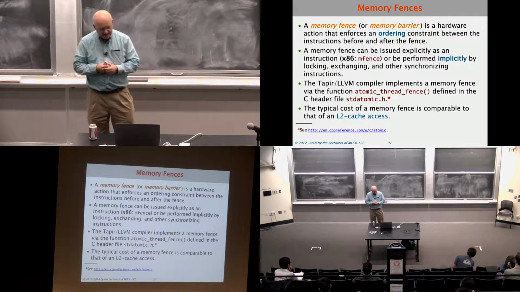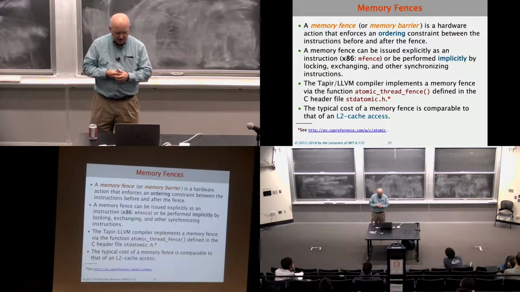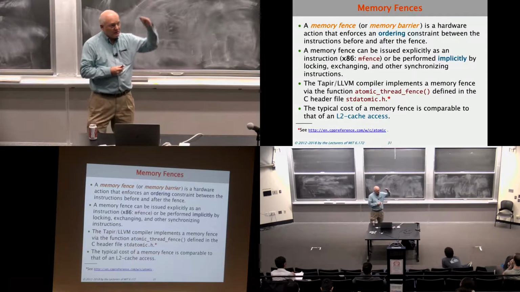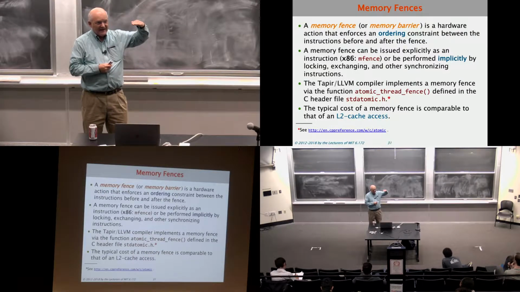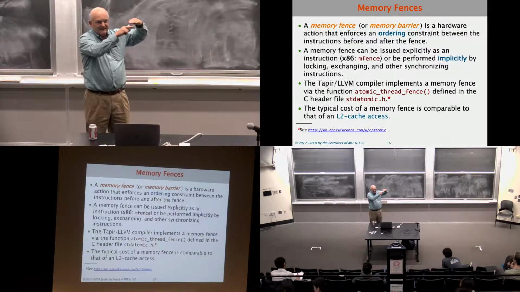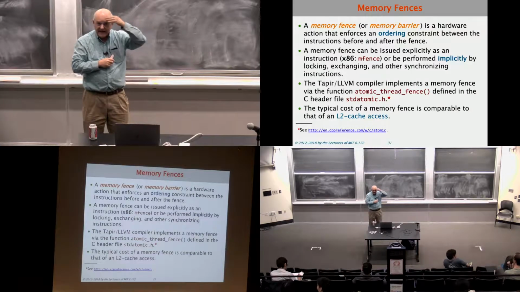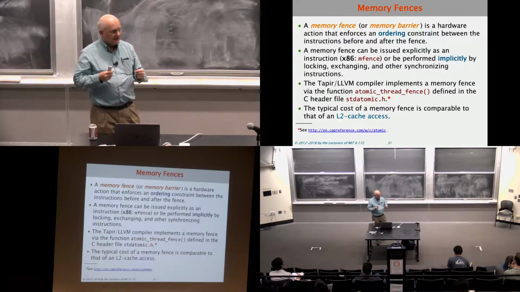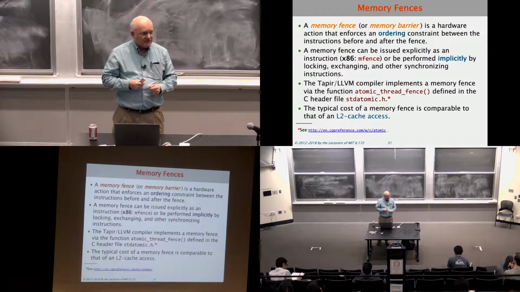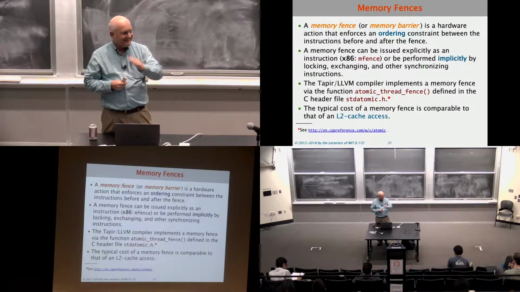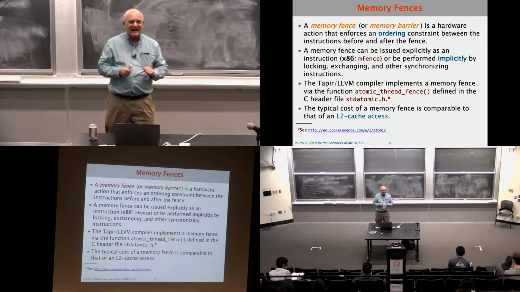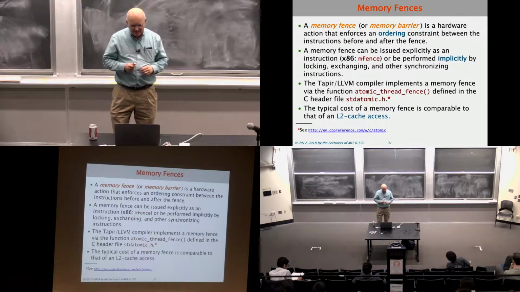Okay, so a memory fence is a hardware action that forces an ordering constraint between the instructions before and after the fence. So the idea is you can put a memory fence in there, and now that memory fence can't be reordered with things around it, okay? It maintains its relative ordering to other things. And that way you can prevent reordering. One way you could make any code sequentially consistent is to put a memory fence between every instruction, okay? Not very practical, but there's a subset of those that actually would matter. So the idea is to put in just the right ones.